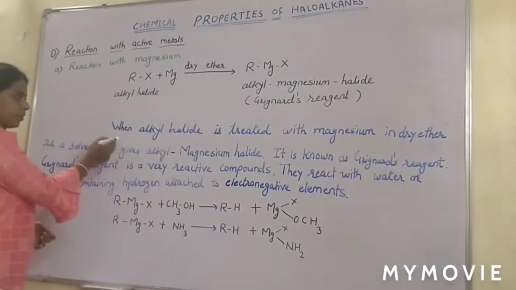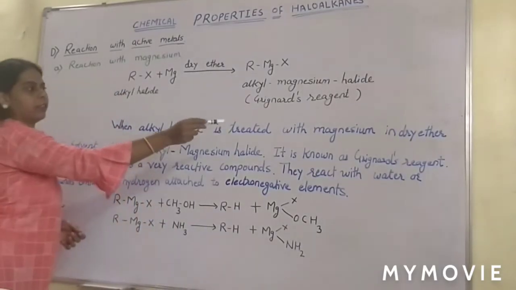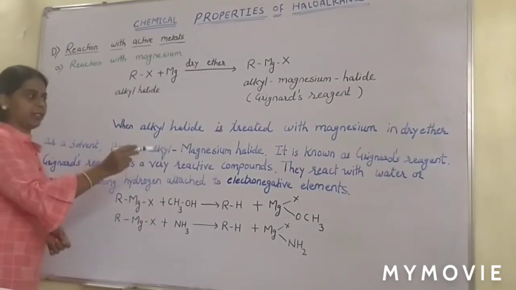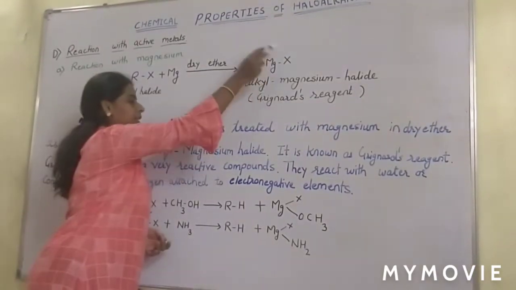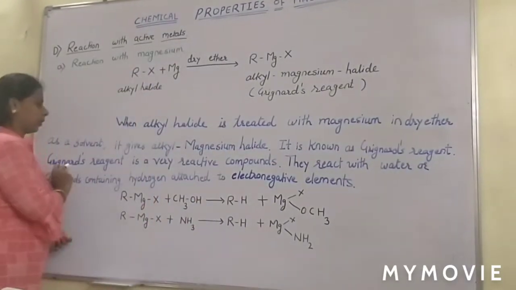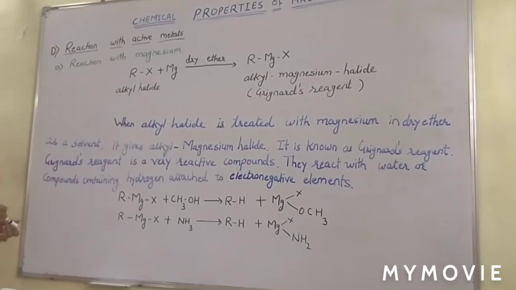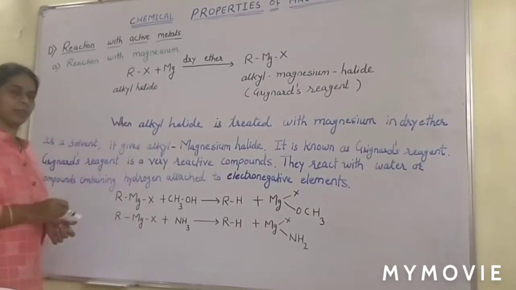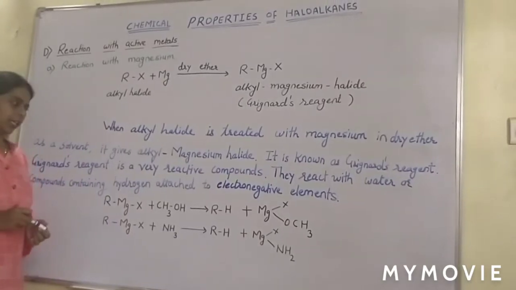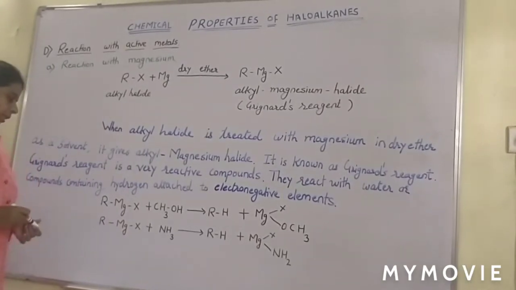Now we'll see the description. When alkyl halide is treated with magnesium in dry ether as a solvent, it gives alkyl magnesium halide. This is our alkyl magnesium halide and it is known as a Grignard's reagent. Now Grignard's reagent is a very reactive compound. It reacts with water as well as the compounds containing hydrogen which is attached to electronegative elements.